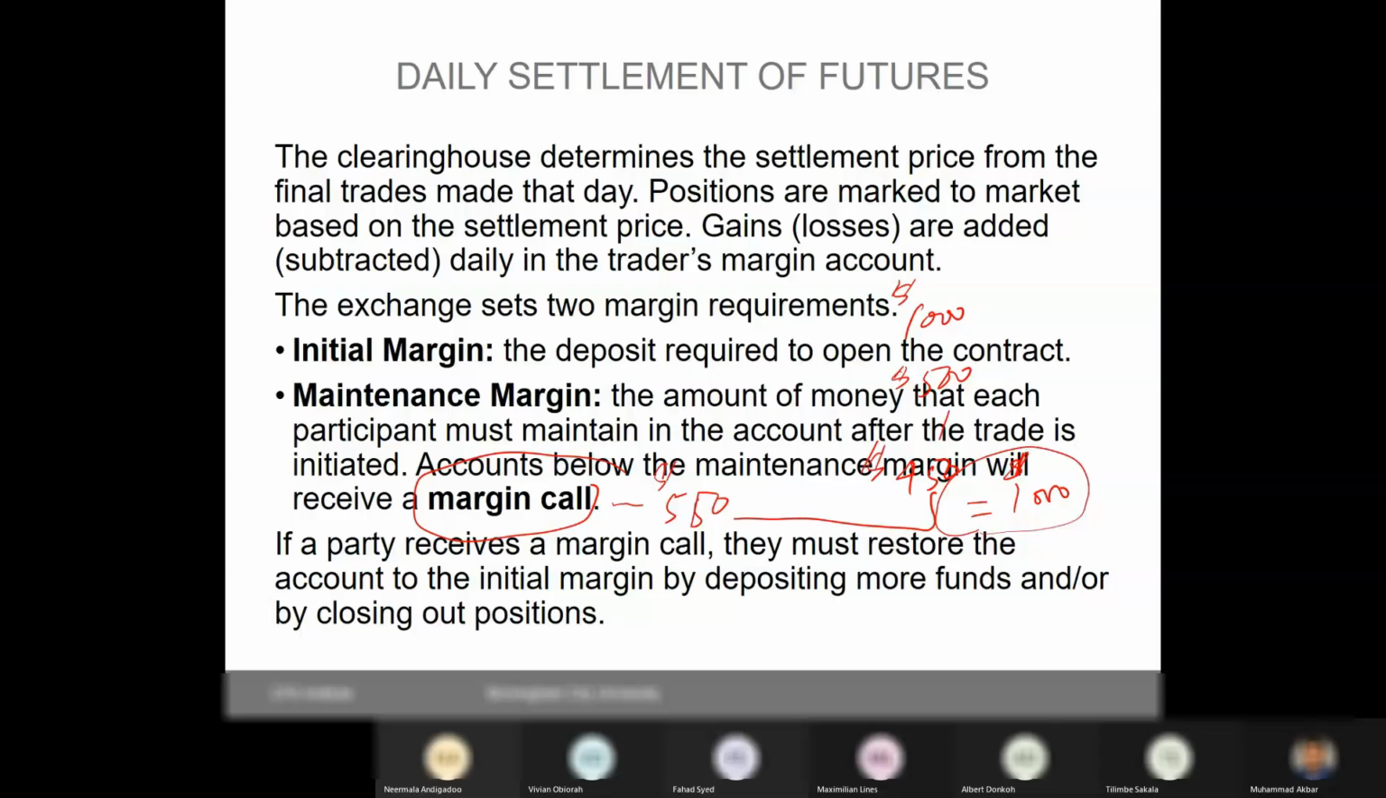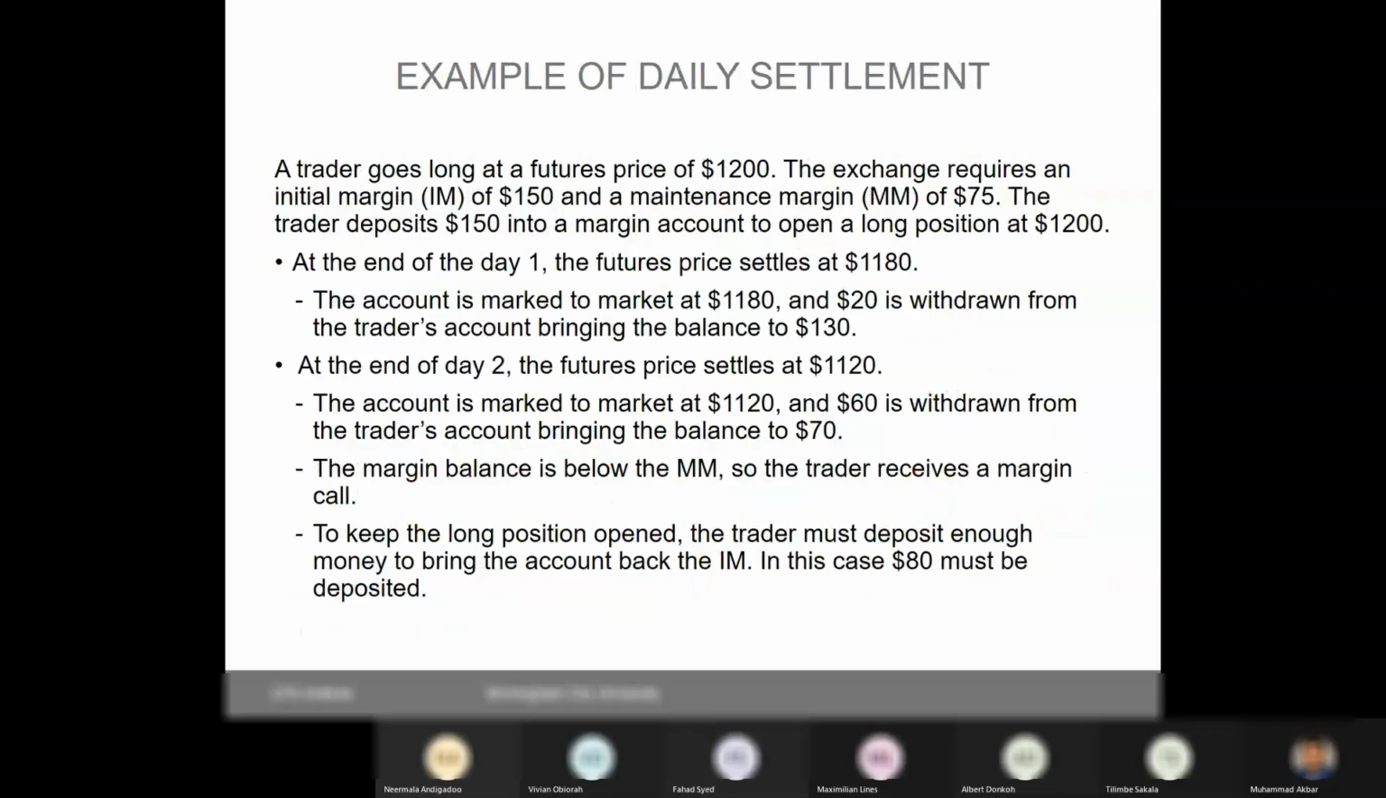Here we have an example of how this works in the derivatives market. We have a trader who is going long a futures contract at the price of 1,200. The exchange requires an initial margin of $150 and a maintenance margin of $75. The trader deposits 150 into a margin account to open a long position at $1,200. On the first day, the futures price goes down to 1,180, so $20 will be deducted from the margin deposit, and it will be left at 130. On the second day, the price goes down to 1,120, so another 60 will be withdrawn from the trader's margin deposit. So it will go below the maintenance margin of 75, and the balance will drop from 130 to 70.